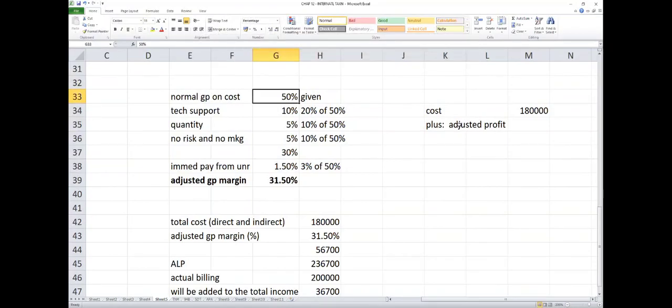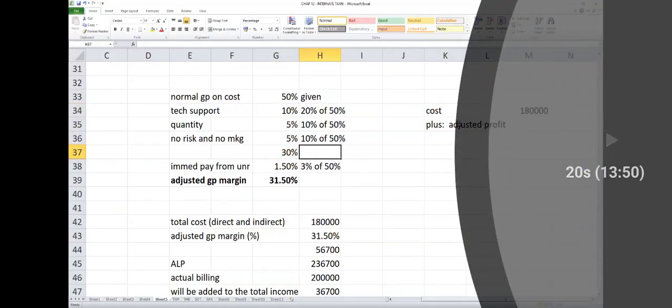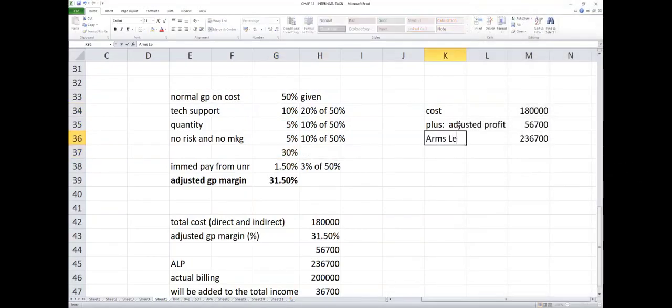C Limited bills at 50% on cost. But here we are giving a discount, we are getting some technology support, and there is no marketing cost involved. So all this is the arm's length price. This is what the billing should be, cost plus. This is called the cost plus method. So this should be the arm's length price.